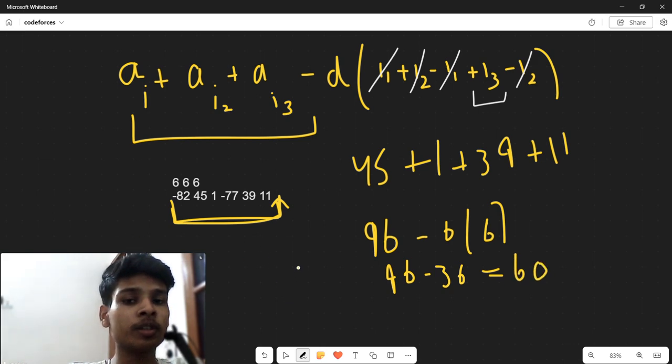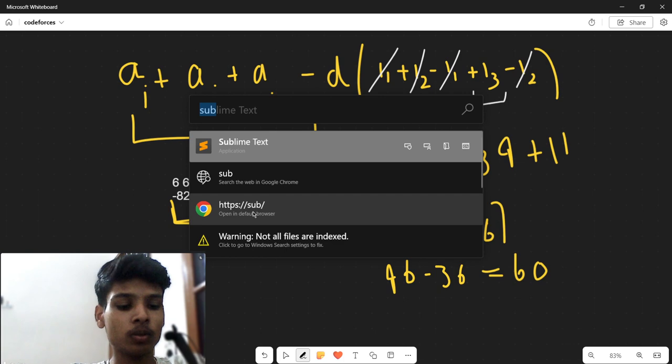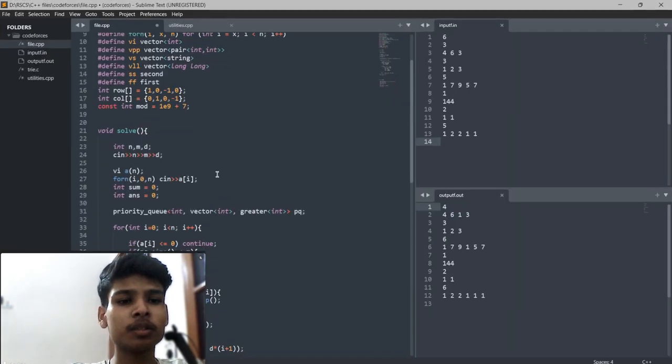So what is the problem intuition? For every index i, I will choose the top m positive numbers, sum all the top m positive numbers, and then subtract d multiplied by i. And what is i? It is the index up to which I am taking the maximum numbers. Then the maximum of all these values will be my answer. If I show you the implementation, it is pretty easy.